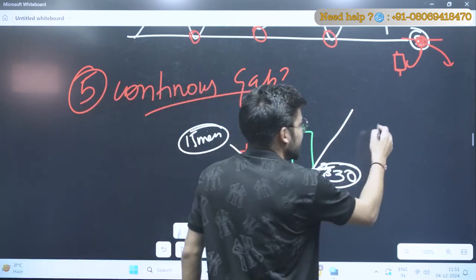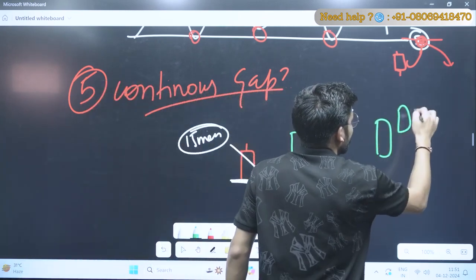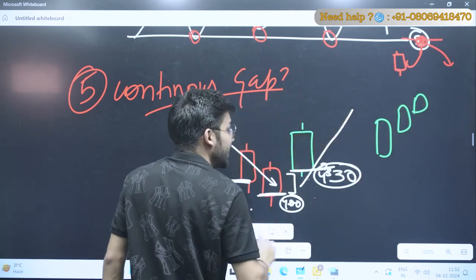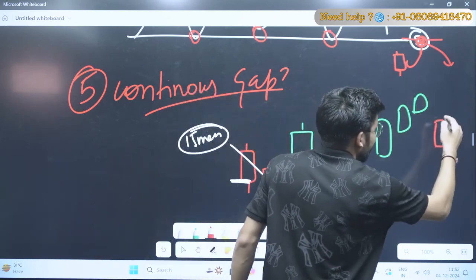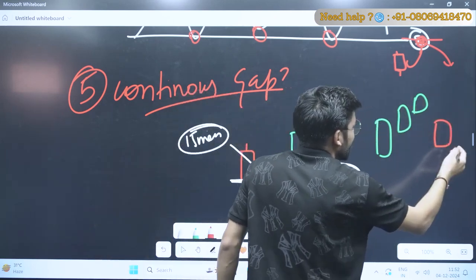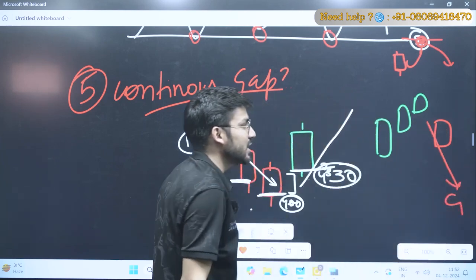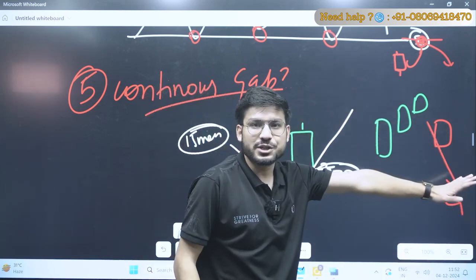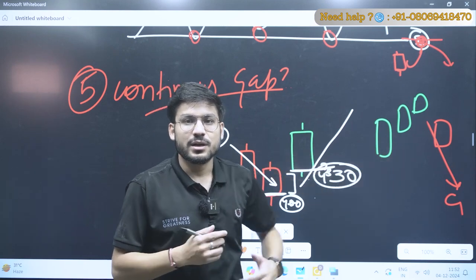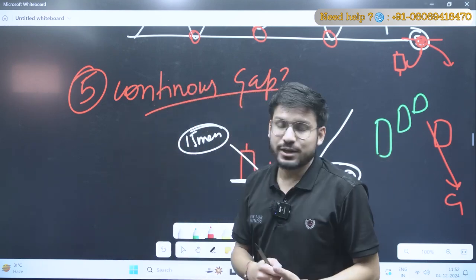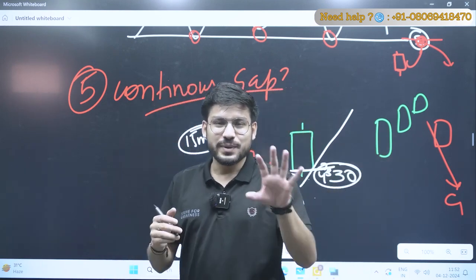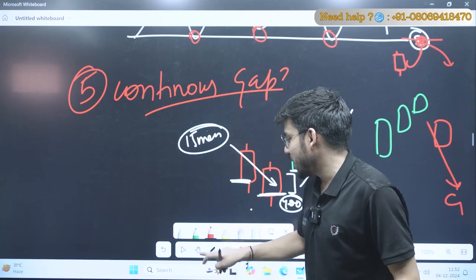Vice versa, if my market was going in the upward direction, and then there was a red candle which gave me a gap down in a running market, that will indicate the shift of interest. So now the market will go in the downward direction, so you have to trade bearish. So that was our fifth kind of gap. I hope it is also clear. Let's go on to another one.